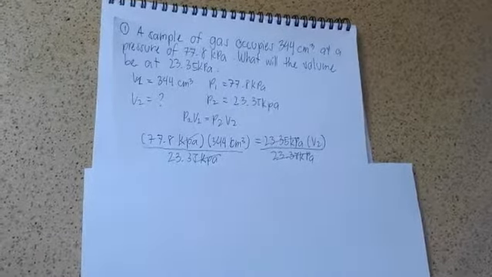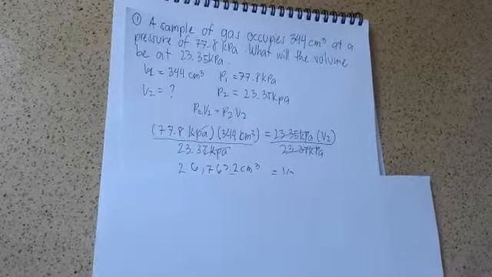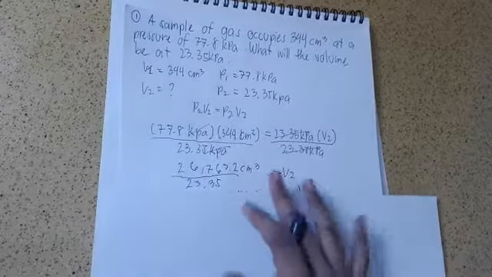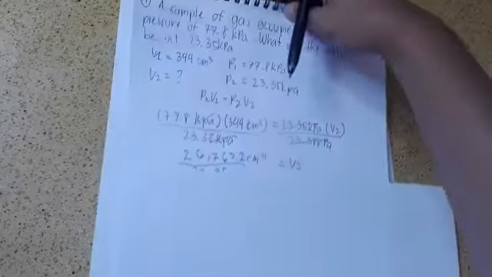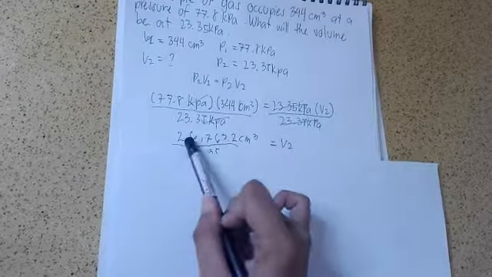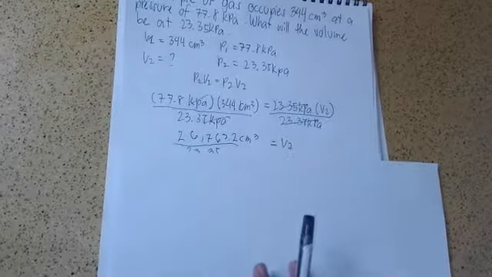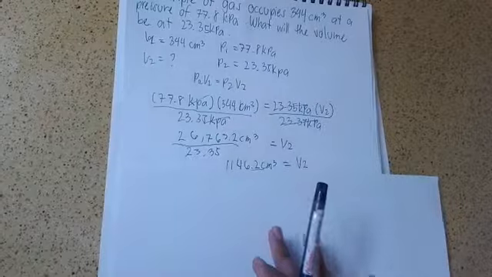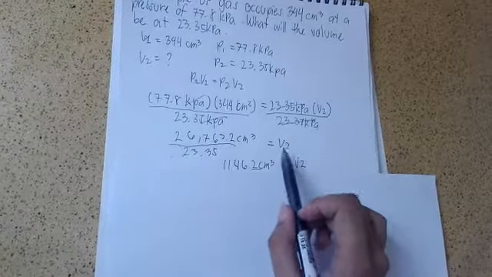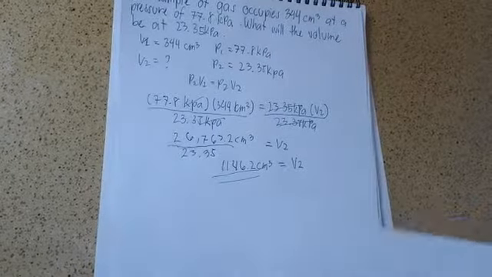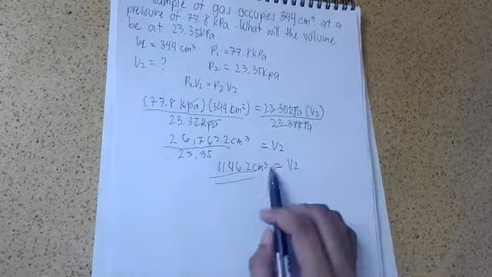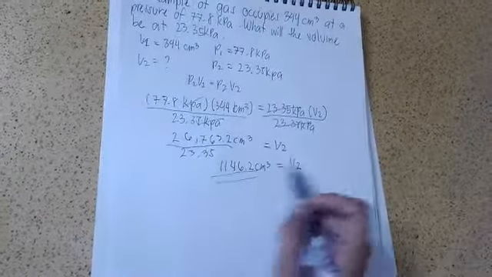Then write V2, which we don't know. Divide both sides by 23.35. Then multiply the two, which equals 26,763.2, divided by 23.35, which equals 1,146.2 cm3. That equals V2, which is our final answer.